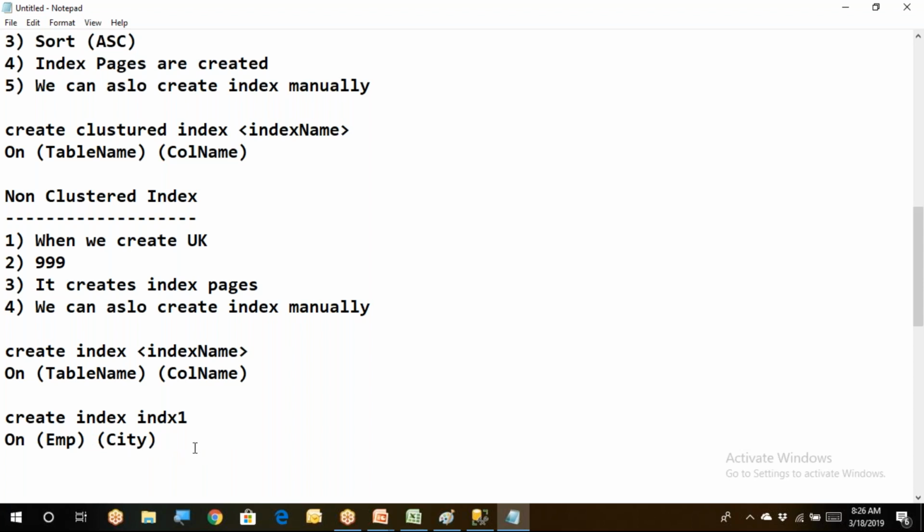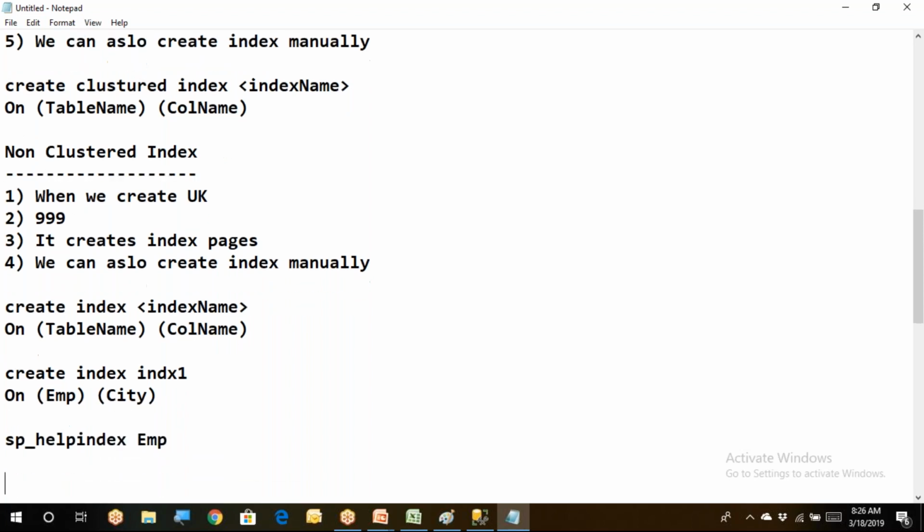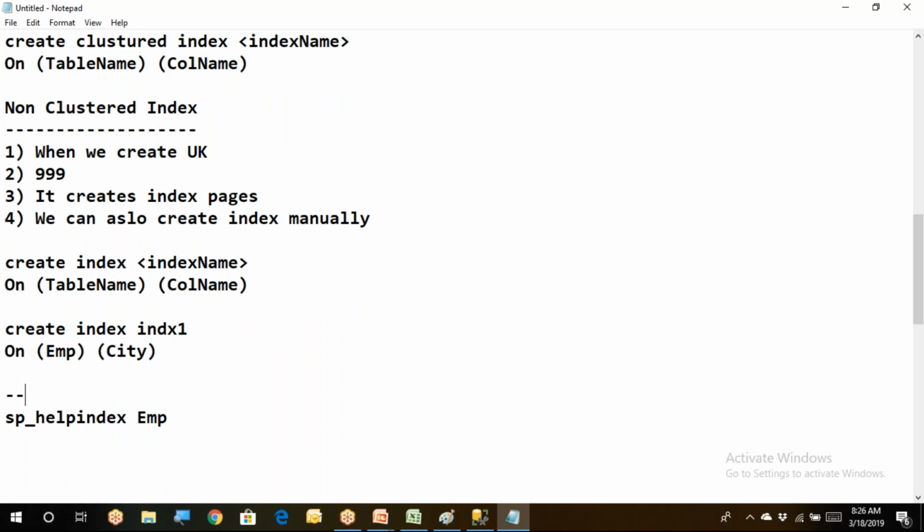If you want to see the index, there is sp_helpindex, and you need to give the table name. So to read the indexes, we can see them like this.